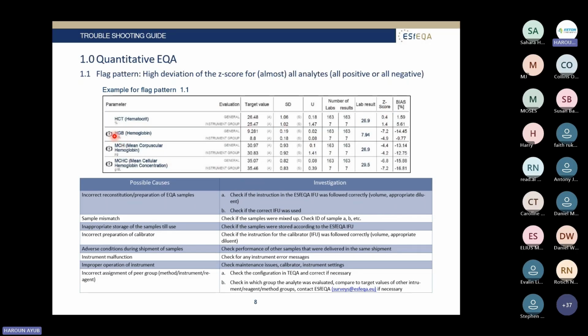So why did HB fail? We have Z-scores of -7 and -4, because our result is lower than this particular mean. Then we have MCH, the same thing, failure. We have MCHC, the same thing, failure.